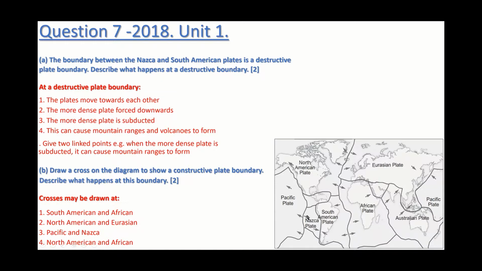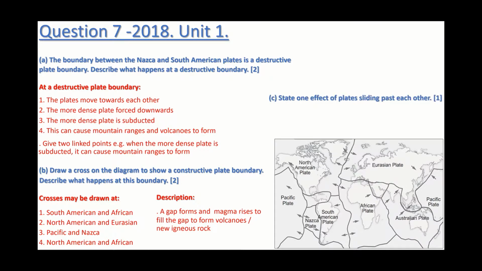So here's your Pacific and Nazca plate constructive boundary, and then here is going to be your North American and African plate boundary. Like in the QWC, you're then told to describe what happens at this boundary type, and analogous to the explanation in question 6, here's your answer. This time around though, you don't need a massive description here, as the question is only worth 2 marks. Now, the final part of this question asks you to state what can happen when two plates slide past each other. And the answer to this is that we can get earthquakes as a result of friction between the plates as they slide past one another.